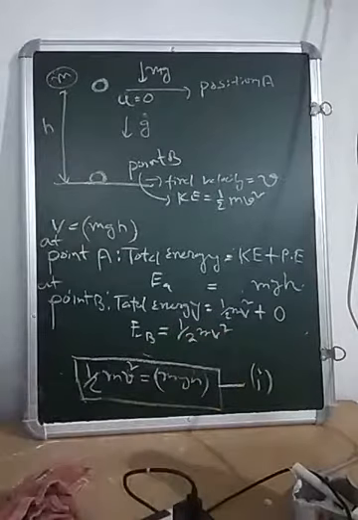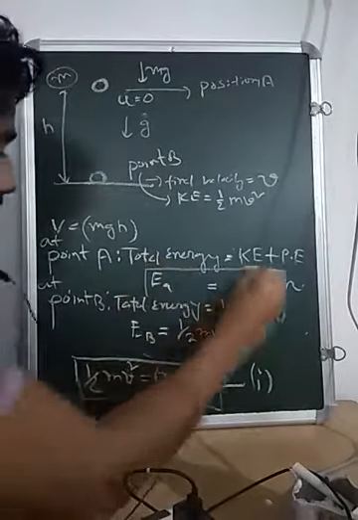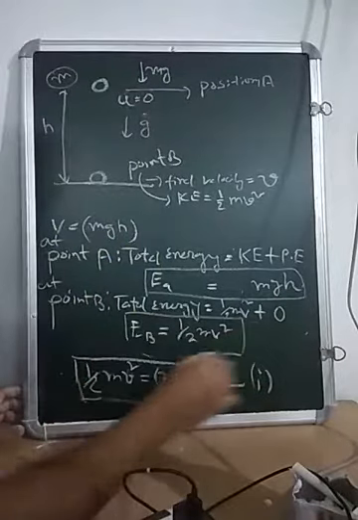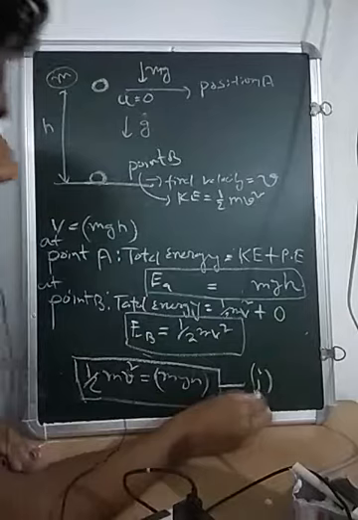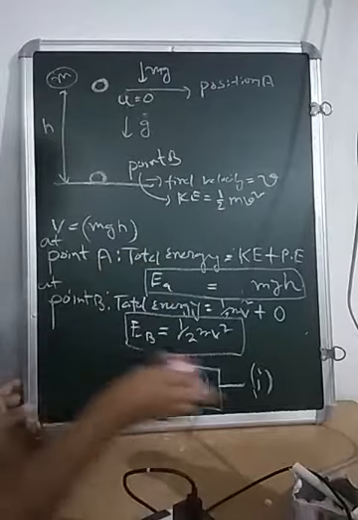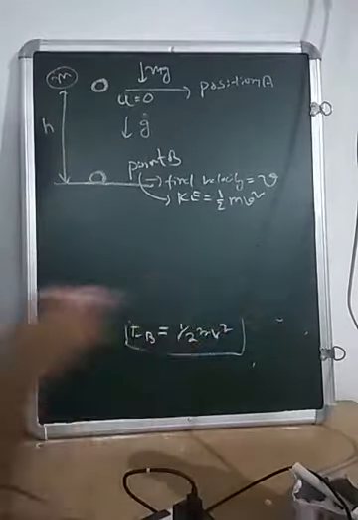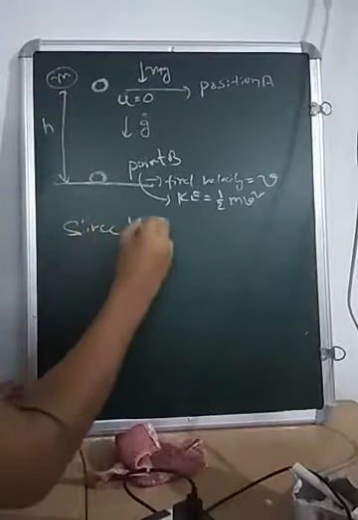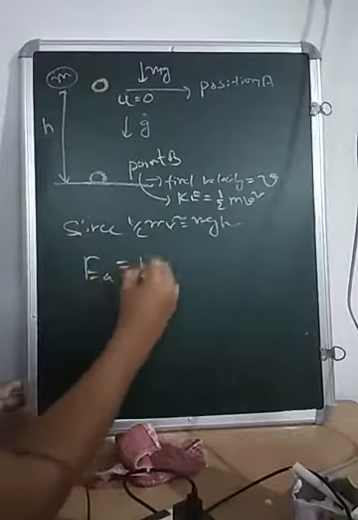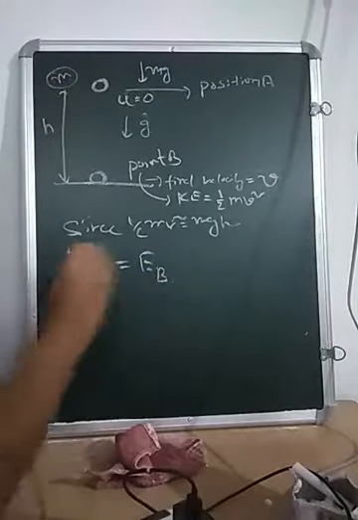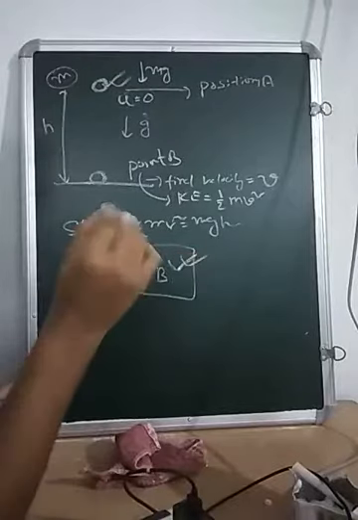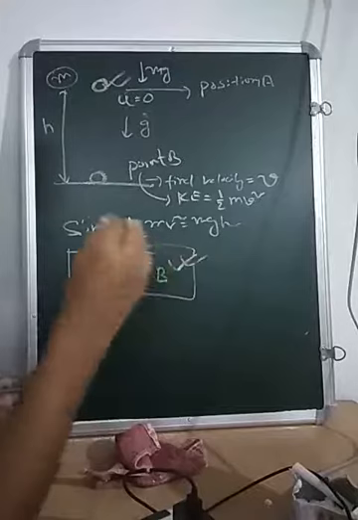So this is the total energy of this object at point A, and this is the total energy of the object at point B. From the earlier result, half of m v square is equal to m g h, so we can say that E A is equal to E B. That is, total energy at point A is equal to total energy at point B. This is nothing but the conservation of energy.